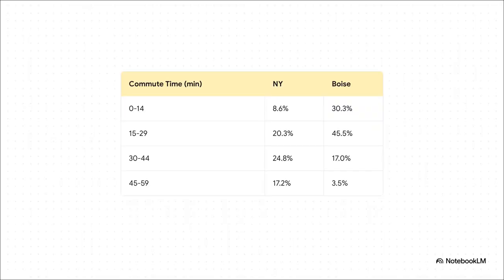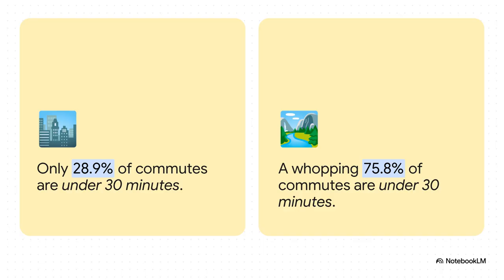So here we go. We've got commute times for New York and Boise side by side, shown as percentages. And wow, you can immediately see the difference. Just look at those first two rows. The percentages for shorter commutes in Boise are way, way higher than in New York. And this slide really drives that point home. In New York, less than 30% of people get to work in under half an hour. But in Boise, a whopping 75.8%, a huge majority, have that shorter commute. Using percentages makes this massive difference jump right off the page.